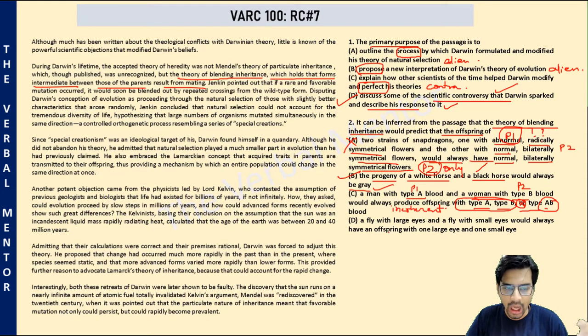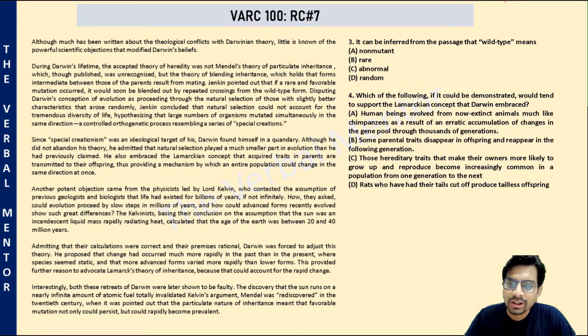Option D, a fly with large eyes and a fly with small eyes. So this is P1, parent 1, large eyes, parent 2, small eyes. Now, an intermediate would be average-sized eyes or mid-sized eyes. But it says, it's interesting, it would always have an offspring with one large eye and one small eye. Not like that. Intermediate does not mean one eye would be large and one eye would be small. It means mid-sized eyes would be there, right? So this part is funny, ridiculous. Option D, eliminated. This was a tough question.